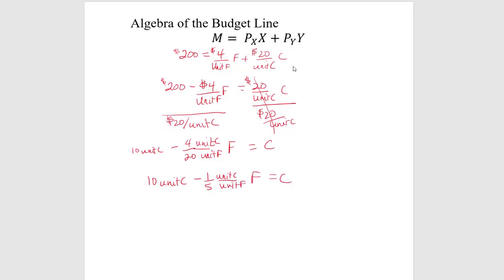Or we could rearrange this, and I'm going to drop the units now. I'll talk about that more in a second. But this is 10 minus 1/5 of F, which totally makes sense. This slope is saying for each 1 unit of F I give up, I get 1/5 of a unit of C. If you're looking at this now and you go back to look at our graph, 10 was that y-intercept, exactly like we learned when we learned about y equals mx plus b. And that ratio of the prices was the slope, negative the price of food over the price of clothing. That is your market rate of substitution.